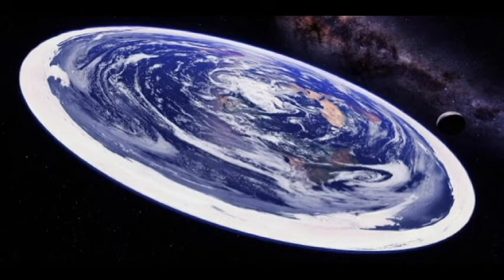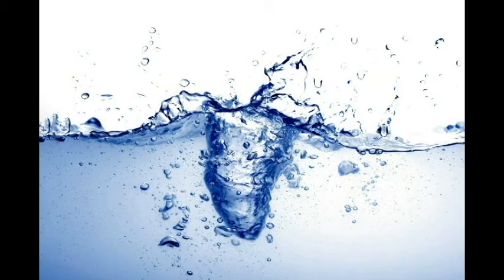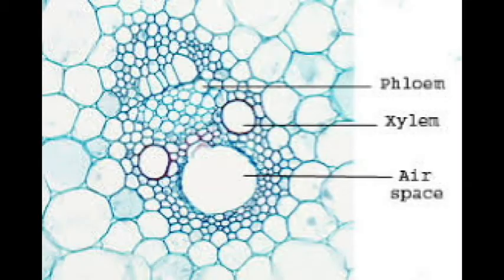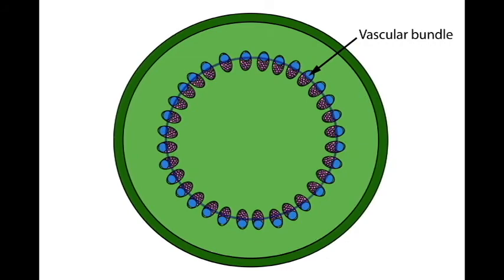But where does the water come from? The ground! The earth is flat, don't give in to the lies. Water and other things are absorbed by the roots, and this method takes place, therefore putting them in the xylem, one of the two parts of the vascular bundles.